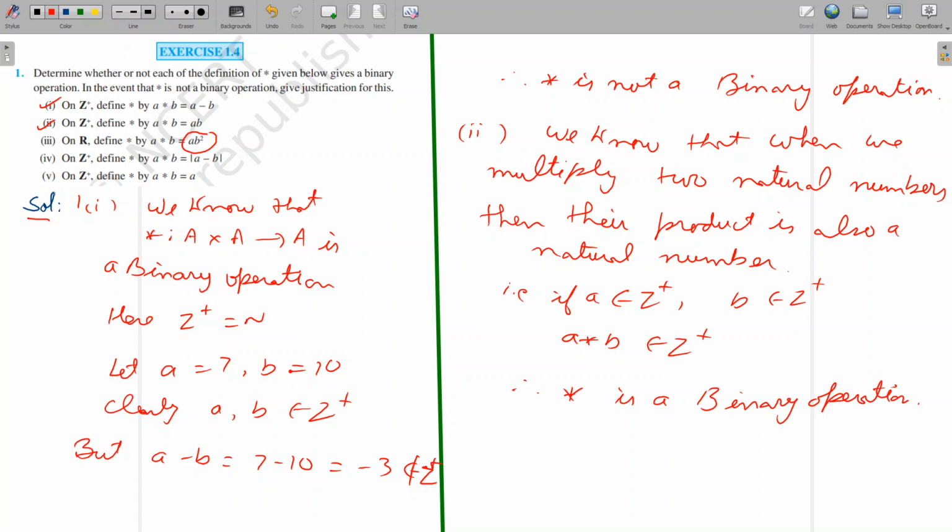And this fifth one is very simple, because A star B is defined as A. So obviously, if A belongs to Z plus, then A star B will also belong to Z plus. Therefore, we can say that star is a binary operation.